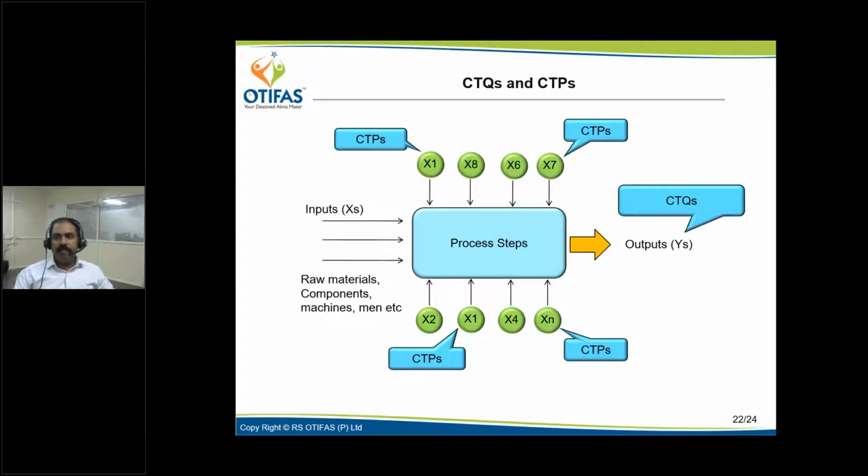I always suggest people to identify at least 15 CTPs, because you will learn. You will analyze and try to connect a relation between them. See what we are actually doing: we identify CTQs and CTPs.